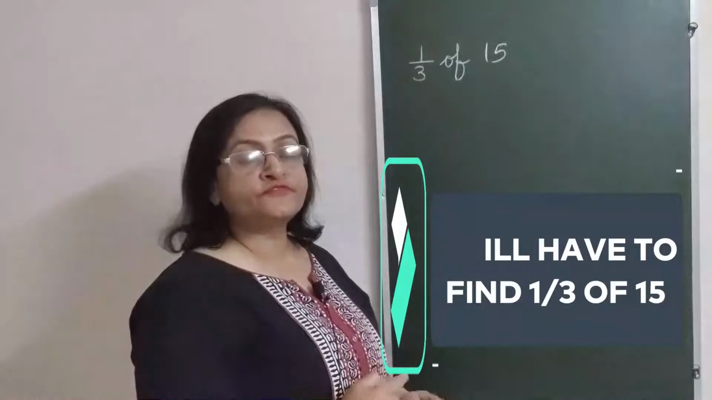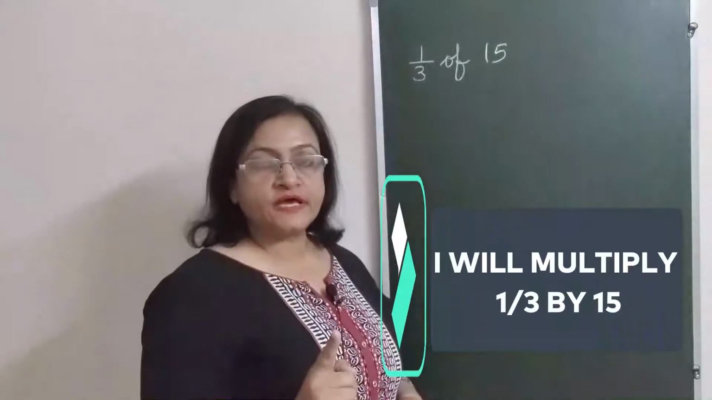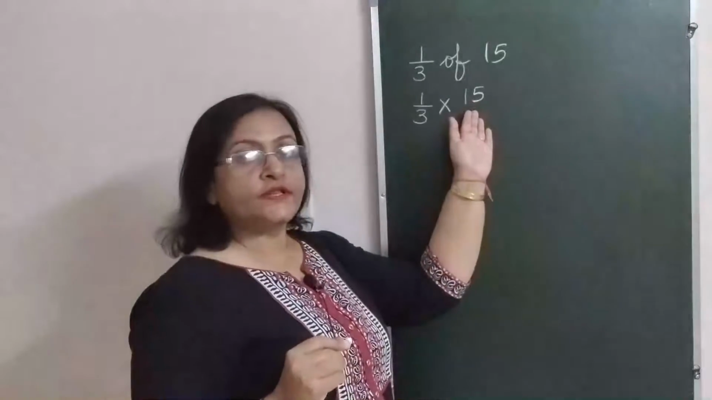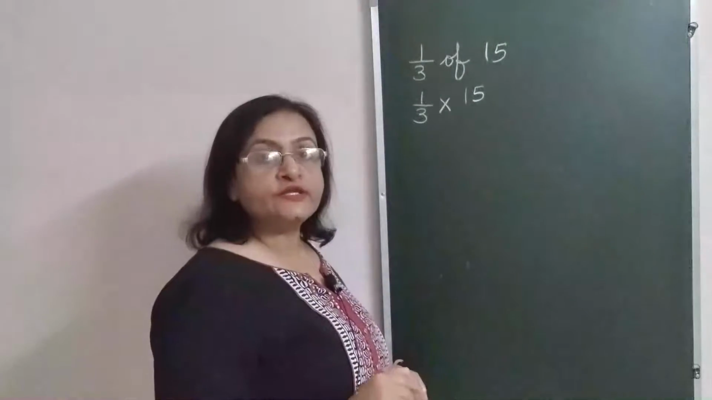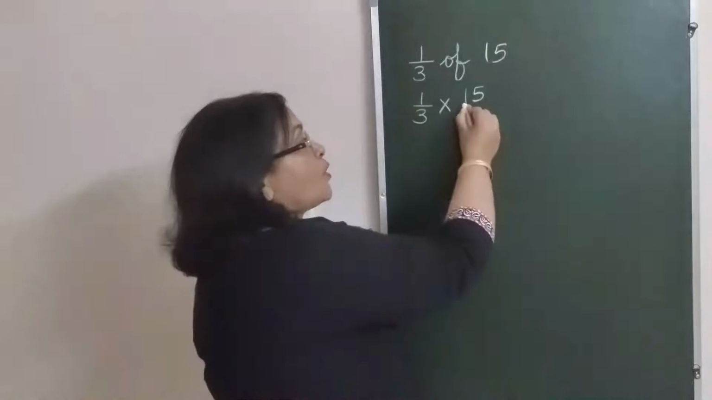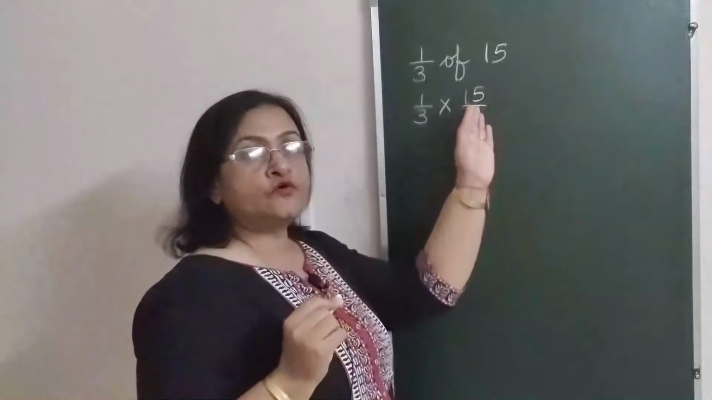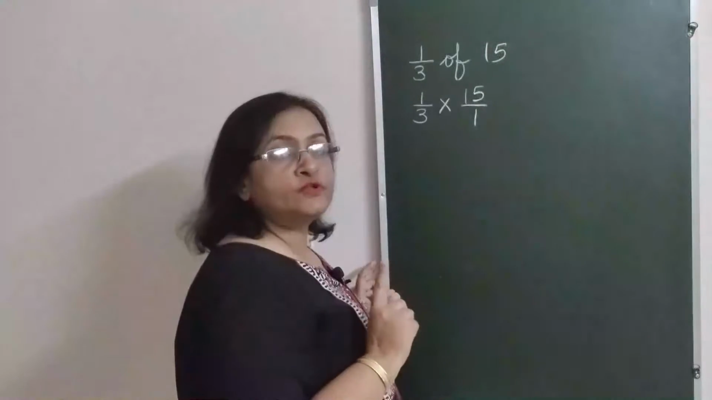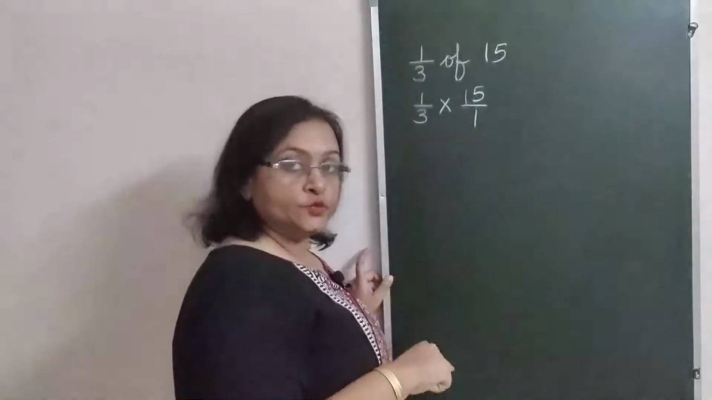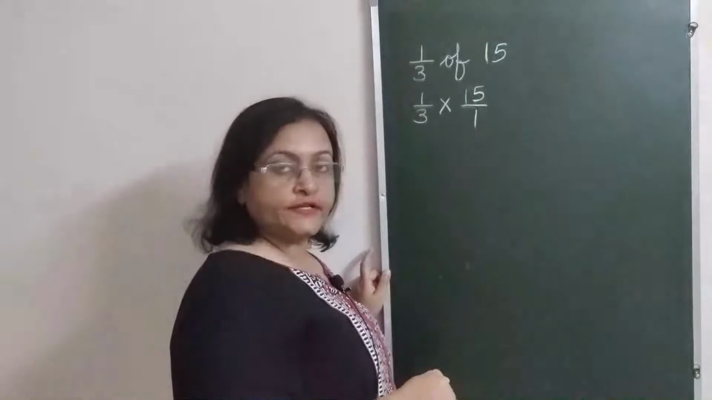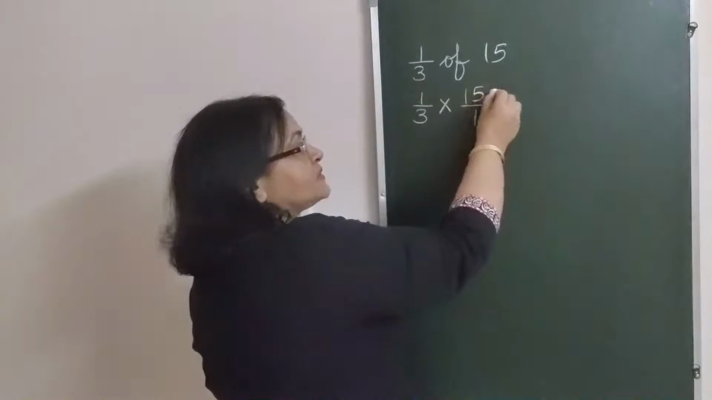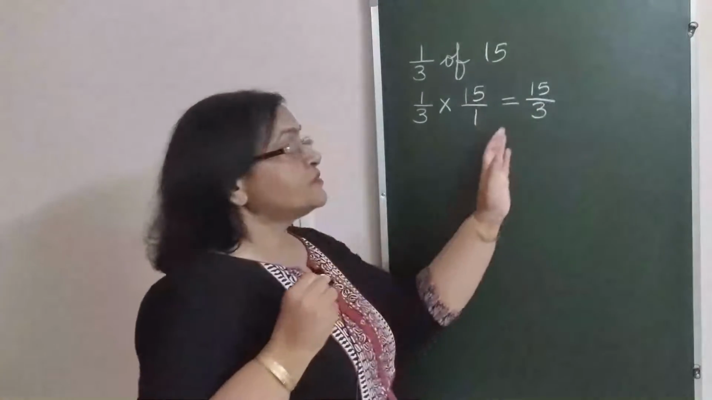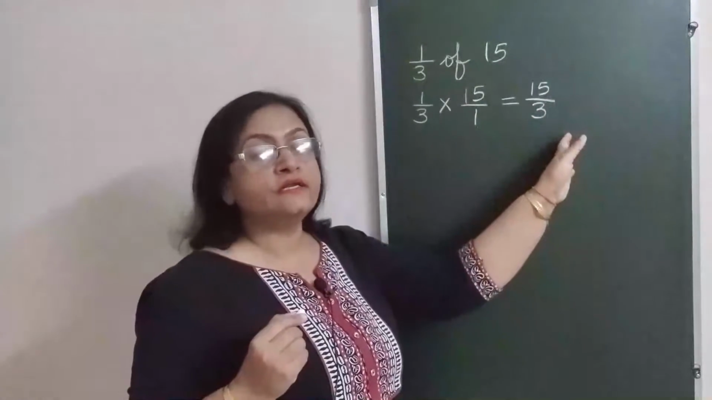Now 1/3 of 15 means I will multiply 1/3 by 15. Now as you can see, there is no denominator. To change 15 into a fraction, we will put 1 as denominator. Now we will multiply numerators by numerators and denominators by denominators. That means 1 multiplied by 15 is 15 and 3 multiplied by 1 is 3. Now we have got the fraction 15 by 3.